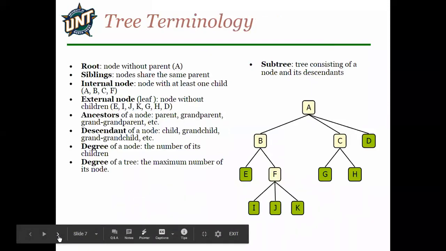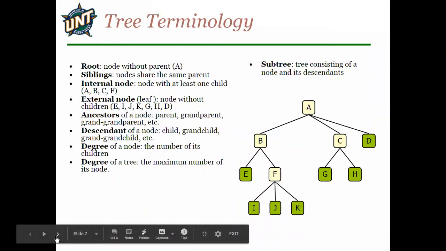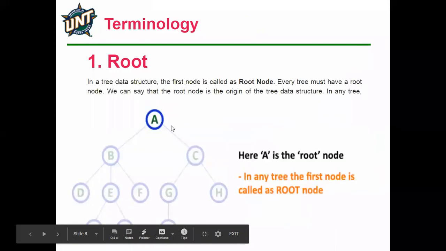Fine. So now the major concept is tree terminology. What are the different tree terminologies that we have to see? That is, what is a root, what is meant by siblings, what are the internal nodes, what are the external nodes. All points we'll see one by one. So now focus on one concept at a time. This is the tree terminology.